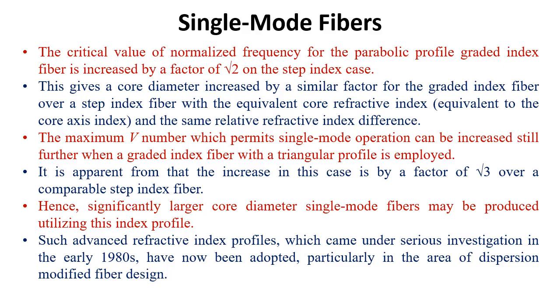For single mode fiber, the critical value of normalized frequency for the parabolic profile graded index fiber is increased by a factor of √2 over the step index case. This gives a core diameter increased by a similar factor for graded index fiber over a step index fiber with the equivalent core refractive index and the same relative refractive index difference. The maximum V number which permits single mode operation can be increased.